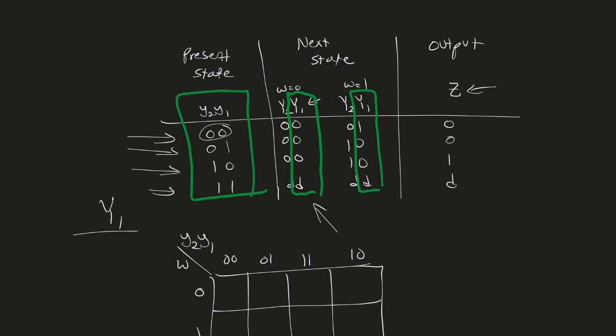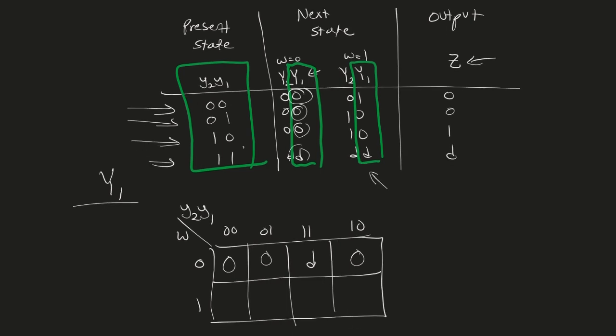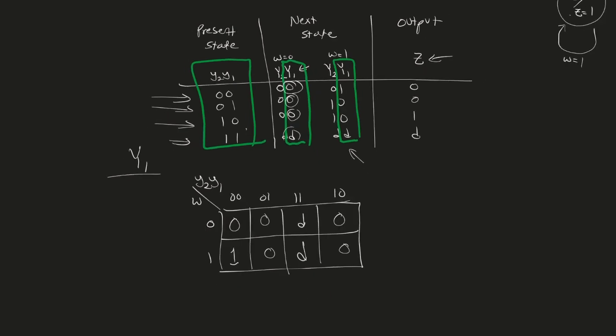So for 0, 0, uppercase Y1 is 0, so we'll put that here. For 0, 1, it's 0. For 1, 0, it's 0. And for 1, 1, it's don't care. Now for the other one, for when W is 1, for 0, 0 it's a 1, for 0, 1 it's 0, for 1, 0 it's 0, and for 1, 1 it's don't care.